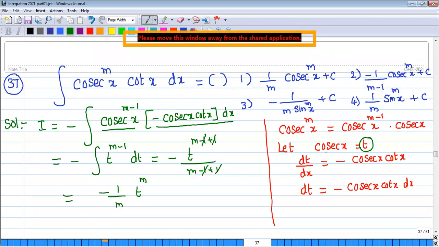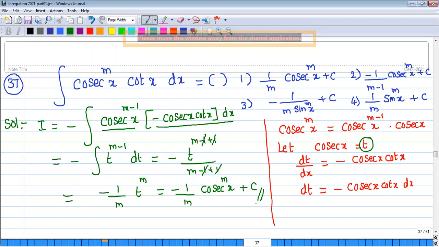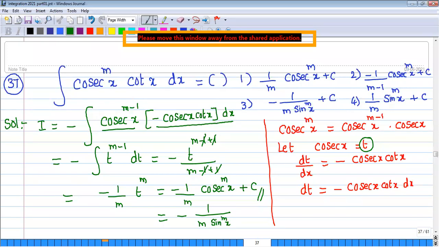What does t stand for? T stands for cosecant x. So you will be getting minus 1 upon m cosecant x whole to the power of m plus constant of integration. One more thing you remember: this cosecant x to the power of m, the reciprocal also we can write. That is minus 1 upon m times sin x to the power of m plus constant of integration. Either this or this.